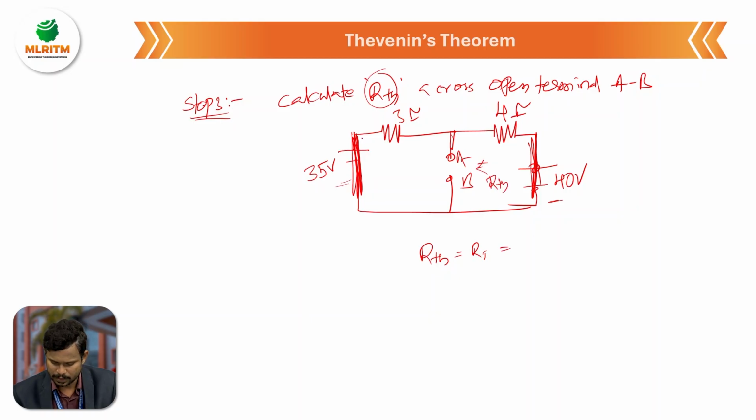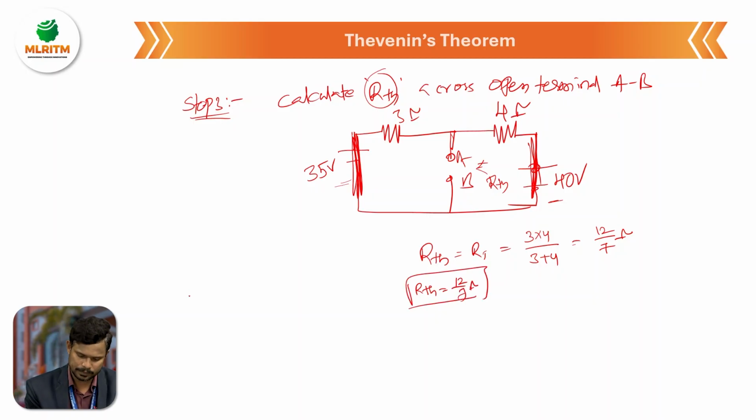When we make both the sources short circuits, both the resistors are in parallel, that is 3 into 4 by 3 plus 4, which is 12 by 7 ohms. 12 by 7 ohms is the RTH value, that is the Thevenin's resistor.